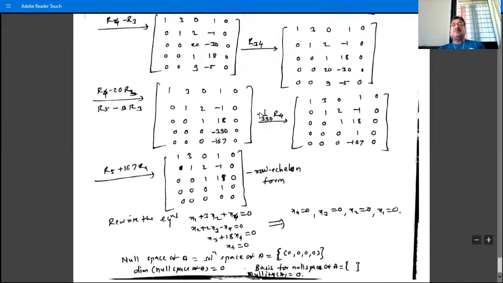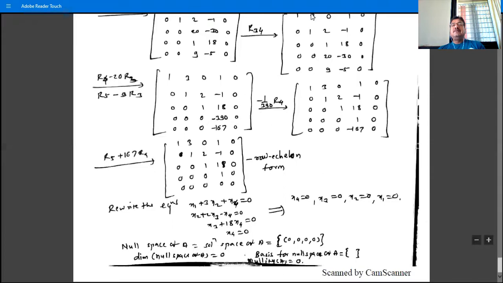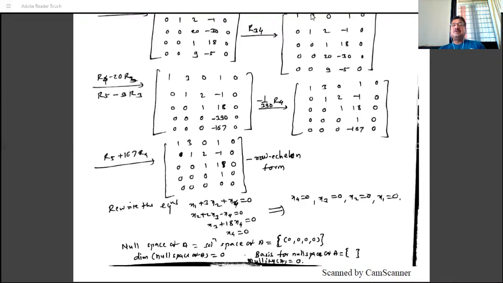The vector space topic is over. Now we will see the last topic, linear transformation. The last topic of this paper, linear transformation, in the next lecture. So we will see the definition and examples of linear transformation in the next lecture.